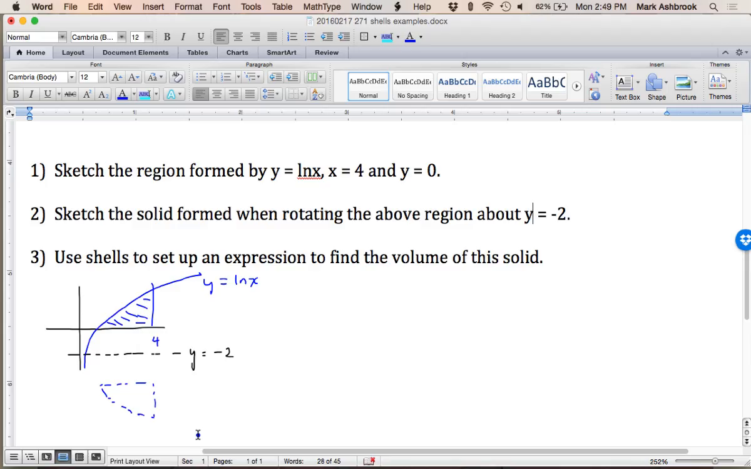And we want shells, right? So to get shells, are we going to do vertical strips or horizontal strips? Horizontal strips will create shells in this case. So we take our horizontal strip, and then that will reflect here. And we'll get the shell like this.